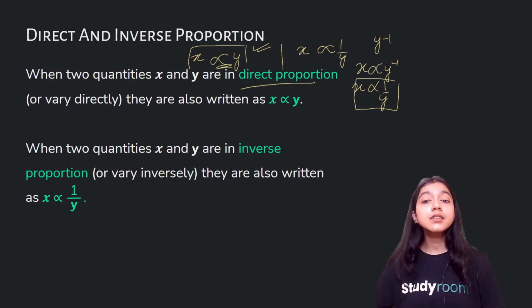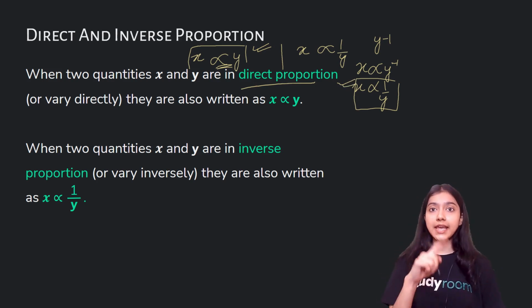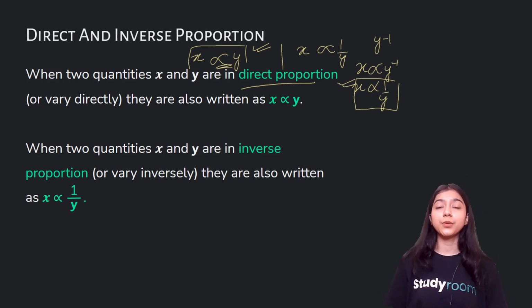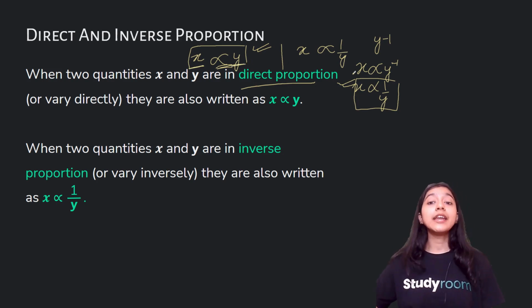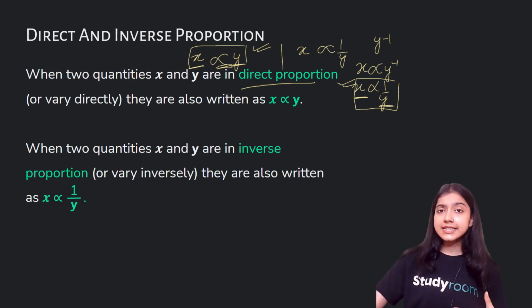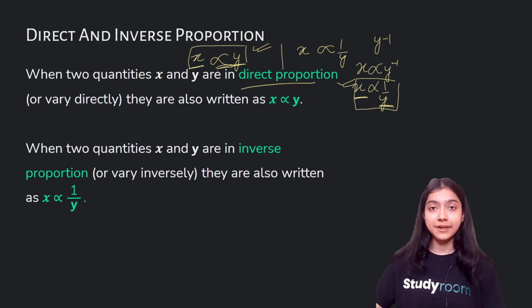So whenever you find this, get the idea that it is inverse proportion, and whenever you have x, then the proportional sign, then y, that means it is directly proportional. In other words, we also say that x varies directly with y, and in this case we say that x varies inversely with y. So this is another statement that we can use for two variables in direct and inverse proportion respectively.